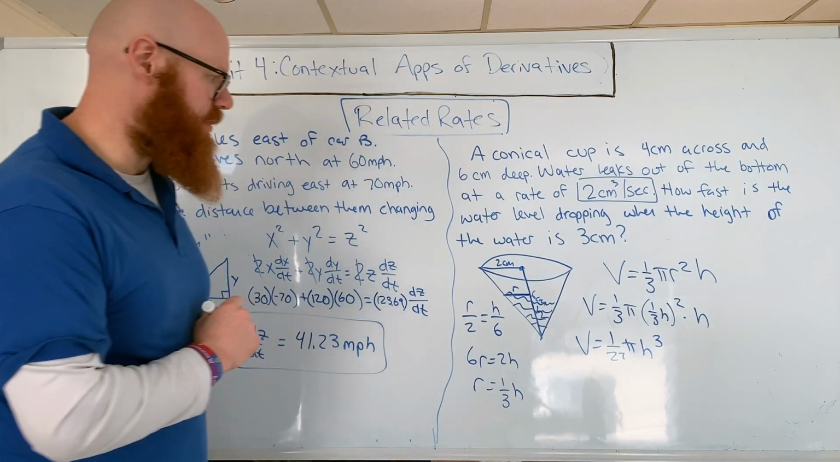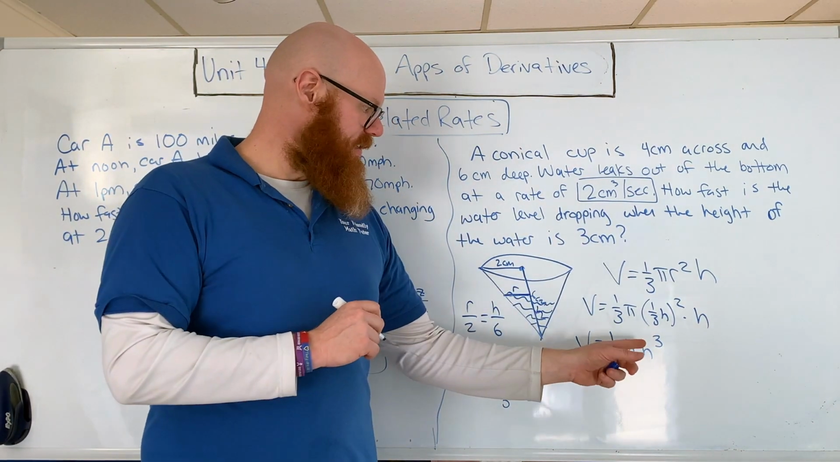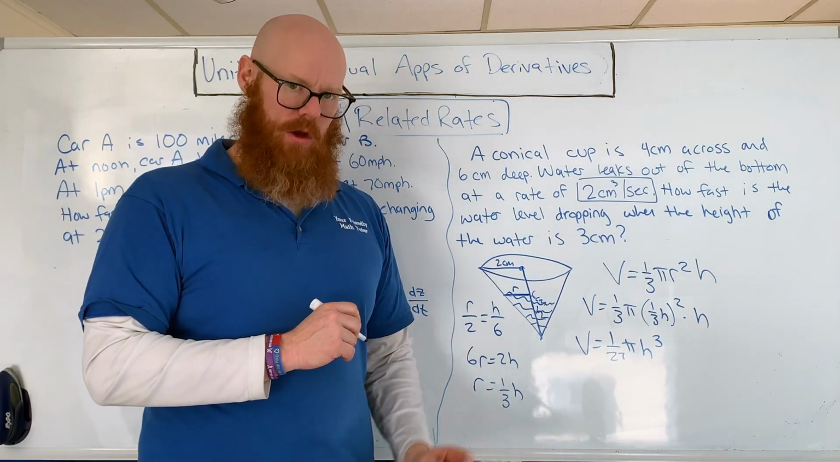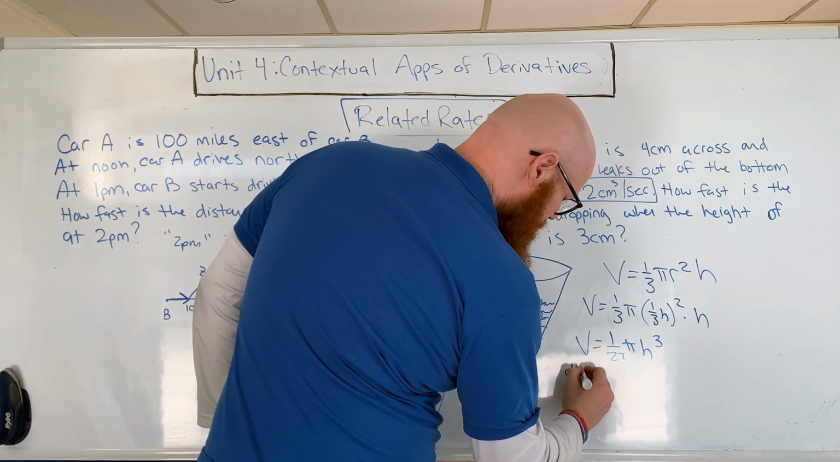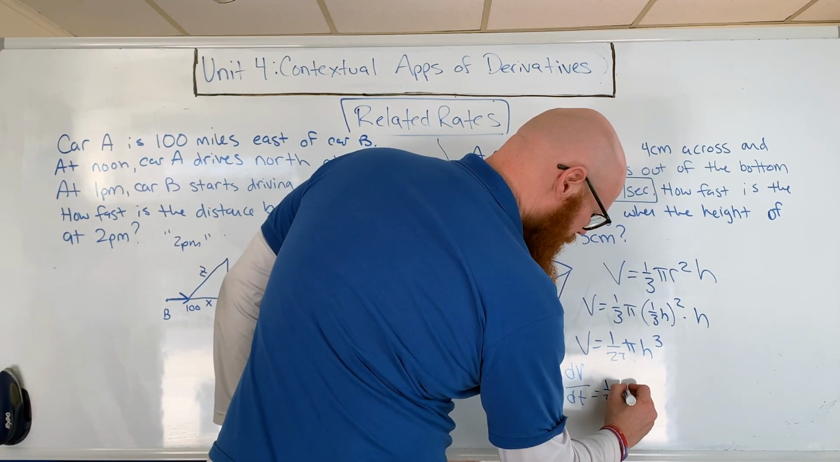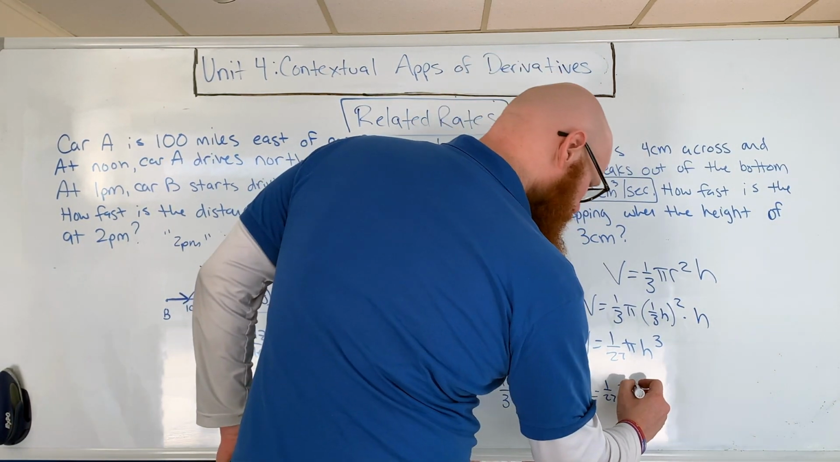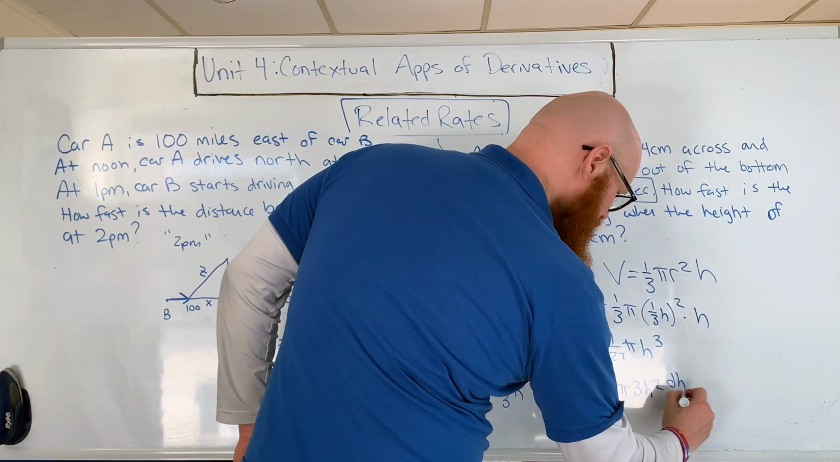So now what I have is the volume of the water inside of this particular cone, and this is the volume based only on h, which is what we want. Take the derivative with respect to time, so dV/dt equals 1/27 pi times 3h squared times dh/dt.